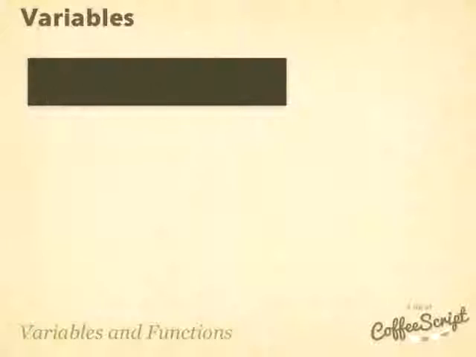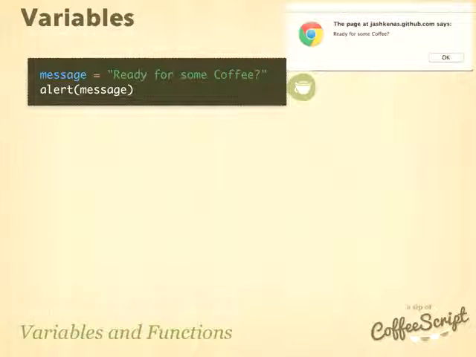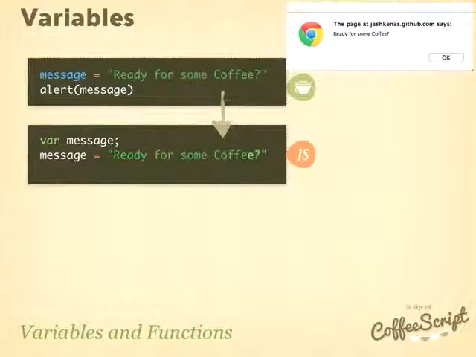So let's take a look at our first CoffeeScript. Here you can see some code. If we ran that code, it would make this alert pop up. Okay, well, what's the JavaScript that this CoffeeScript is generating? It looks something like this.